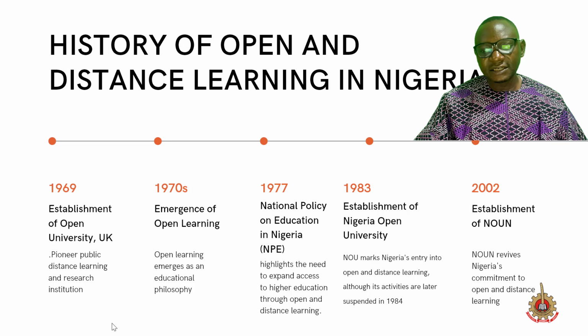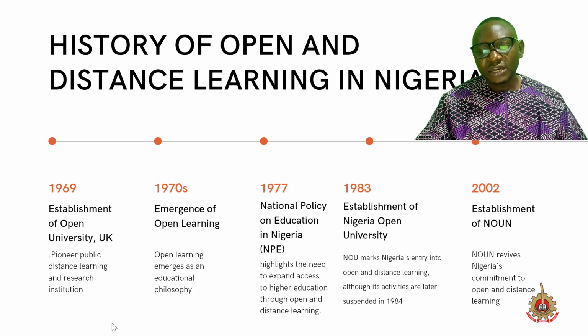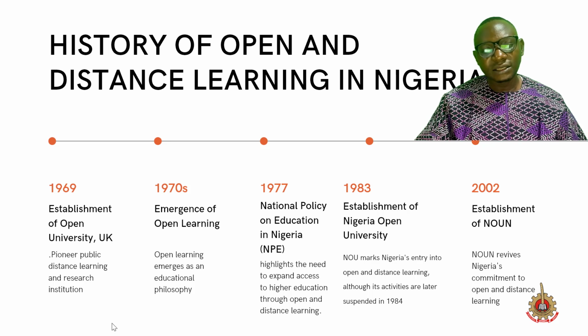Now in 1983, the establishment of Nigeria Open University was done. So this Open University marked the entry into open and distance learning for Nigeria as a nation. But the unfortunate thing was that within one year, in 1984, this institution collapsed, and the activity of the institution was later suspended. Thereafter, in 2002, under President Olusegun Obasanjo, the National Open University was established, and as you and I know, they are still functioning till today.